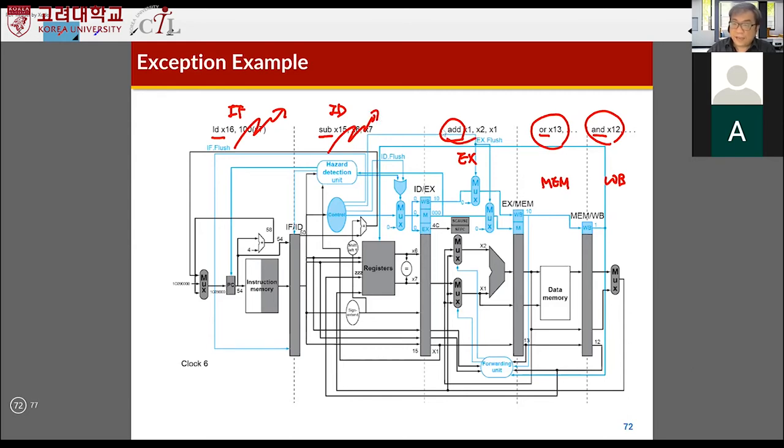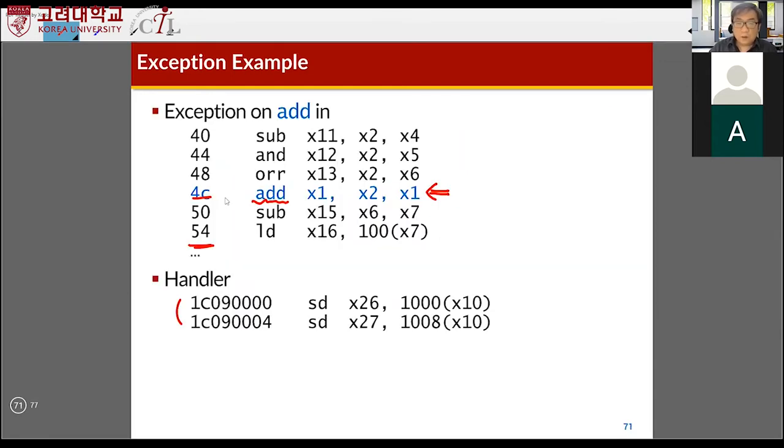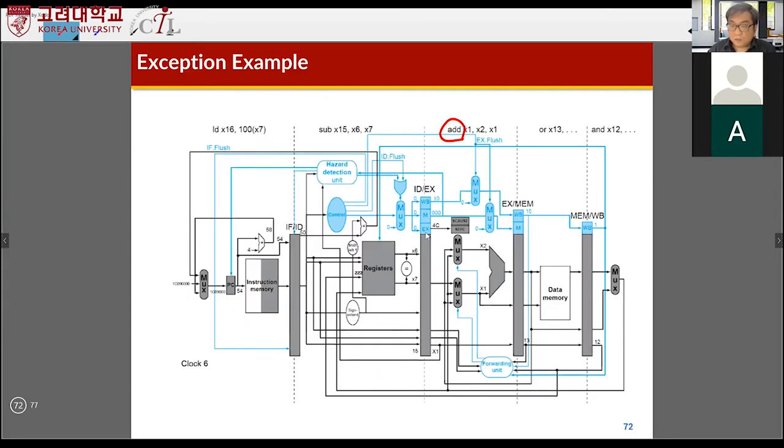And then for this ADD instruction, the program counter of the ADD instruction is stored in the SEPC register, and also the code of the exception is stored in the SCAUSE register. So you can find this 4C. This 4C is the program counter of this ADD instruction. So you can find this 4C is stored in the SEPC register.